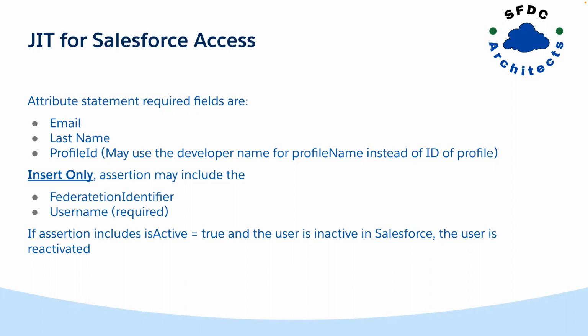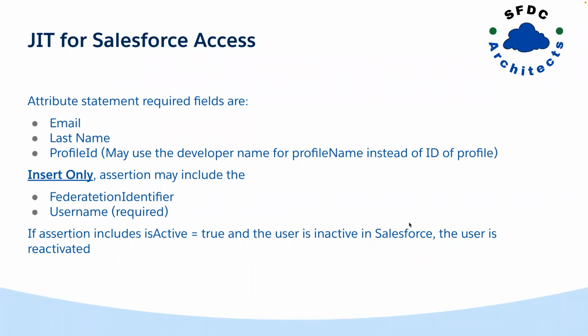When you're first inserting a record, you can also include the federated ID and the username. If the user had already been created, you cannot update them as the second update. So a federated ID and a username cannot be updated with just-in-time provisioning. If your assertion includes the isActive flag equals true, and the user was inactive in Salesforce, then just-in-time provisioning will also reactivate it. You can include it every time, and it's going to be ignored if the user is already active.